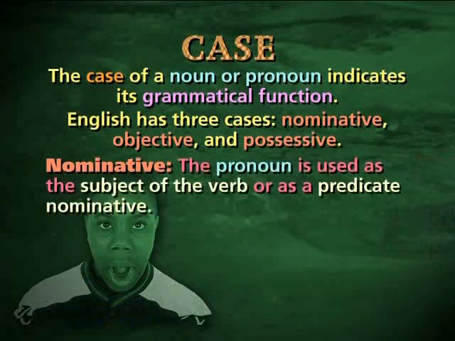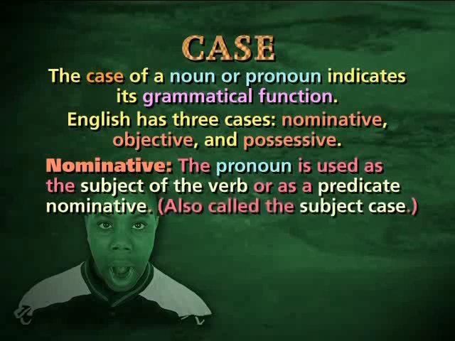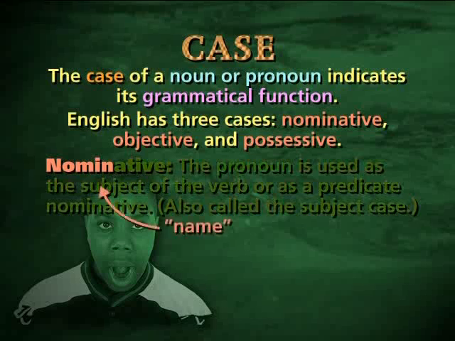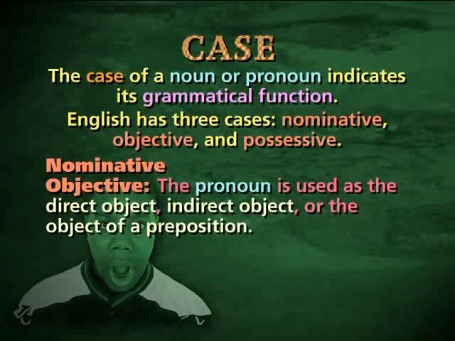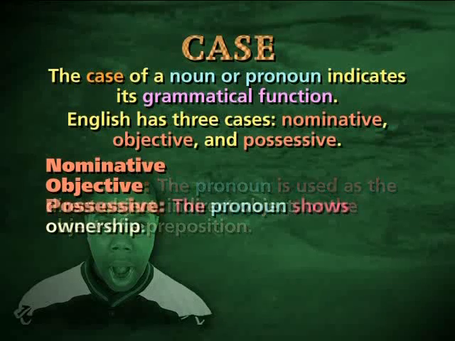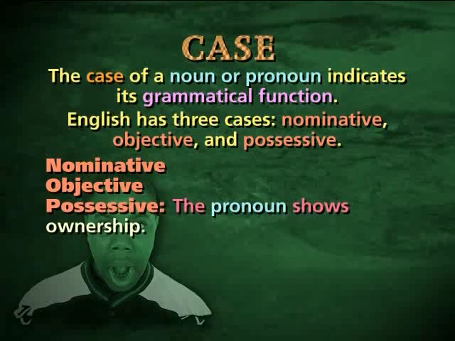The nominative case, the pronoun, is used as the subject of the verb or as a predicate nominative. Some people call the nominative case the subject case. I remember it because nominative has the root nomen, and nomen means name. So I remember this is the name case, the subject case. The objective case, the pronoun is used as the direct object, the indirect object, or the object of a preposition. And in the possessive, the pronoun shows ownership.